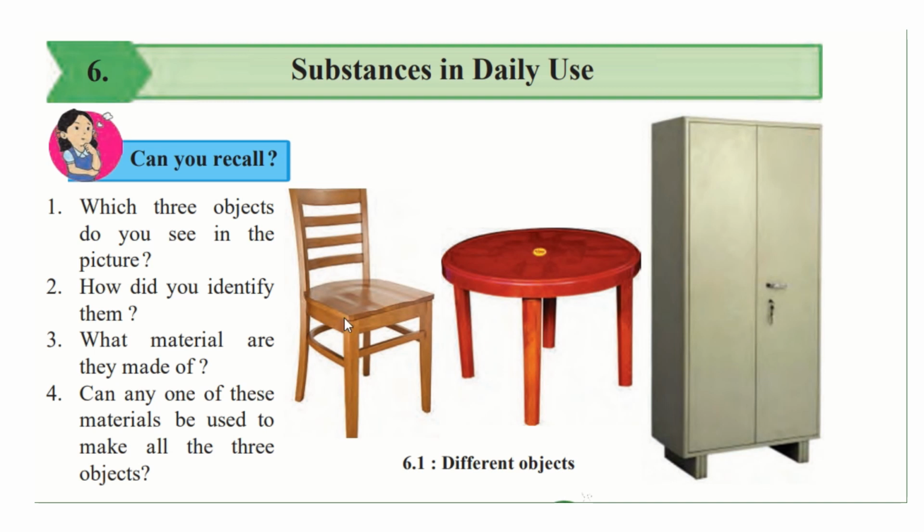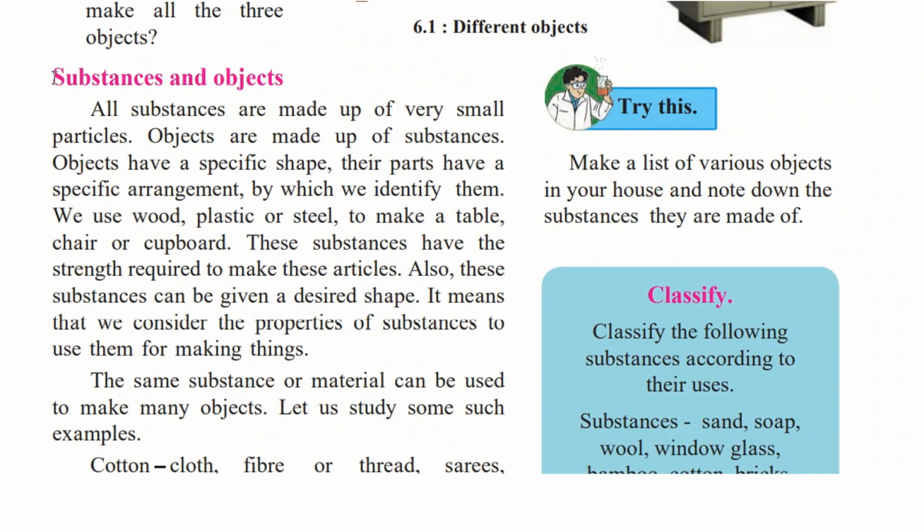The chair is made of wood, isn't it? So we can make a table with wood. We can make a cupboard with wood. Now the table is made of plastic. We can even have a chair with plastic. We can have a cupboard of plastic. Metal. We have seen metal chairs, metal tables, isn't it? So these materials can be used to make a number of these items.